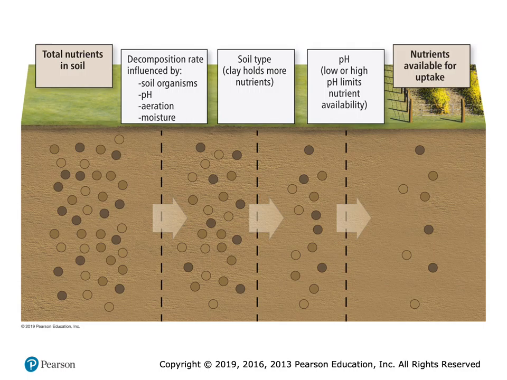This is a look at the total nutrients in the soil, and how decomposition rate is influenced by those four criteria. Soil type also affects the nutrient uptake for different plants. Clay will hold in more nutrients. And then the pH, a low or high pH, will also limit nutrient availability. So between the decomposition rate, the soil type, and the pH, you're left with the nutrients available for uptake by the plants.